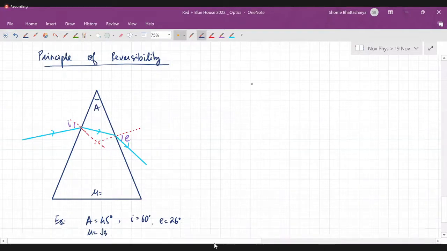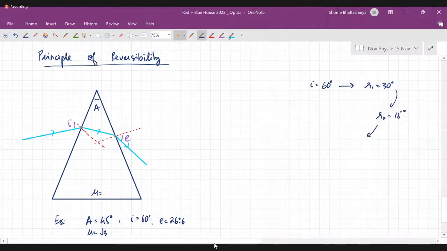So the sequence of events that happened is that I is equal to 60 degrees. That gave us R1 is equal to 30 degrees. That gave us that R2 was equal to 15 degrees. And that gave us that emergence was 26.6 degrees.